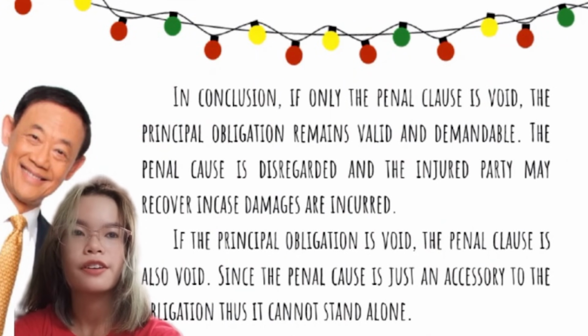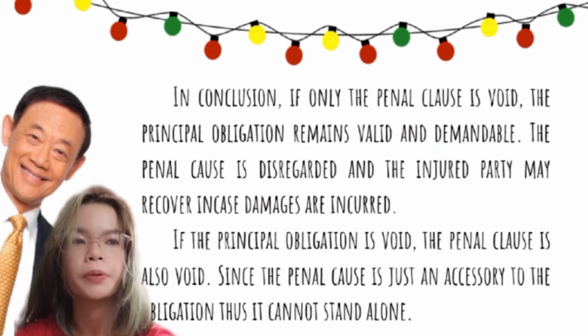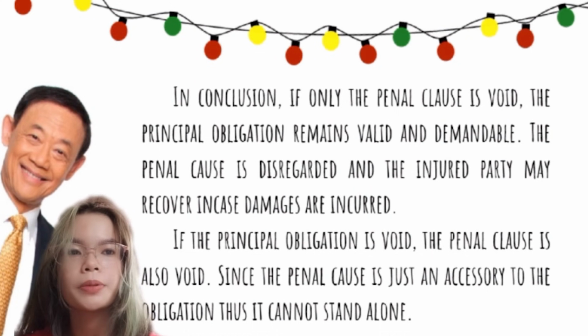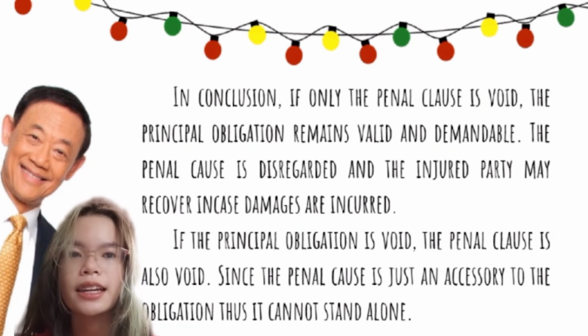In conclusion, if only the penal clause is void, the principal obligation remains valid and demandable. The penal clause is disregarded and the injured party may recover in case damages are incurred. If the principal obligation is void, the penal clause is also void, since the penal clause is just an accessory to the obligation, thus it cannot stand alone.